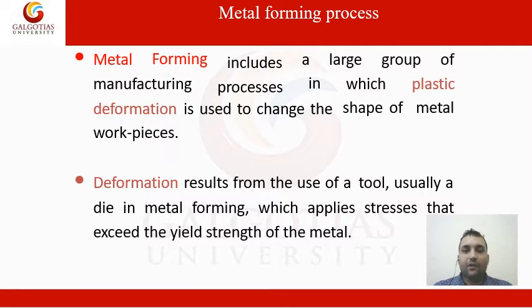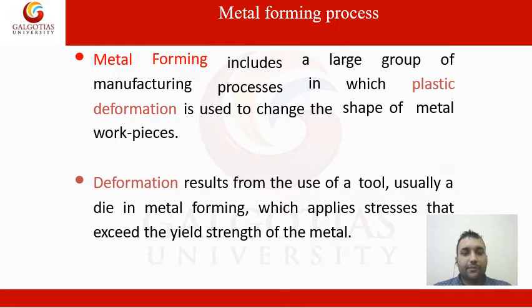The metal forming process includes a large group of manufacturing processes in which plastic deformation is used to change the shape of the metal workpiece without any significant wastage of the work material. The deformation results from the use of a tool, usually a die, which applies stresses or force that exceed the yield strength of the metal.